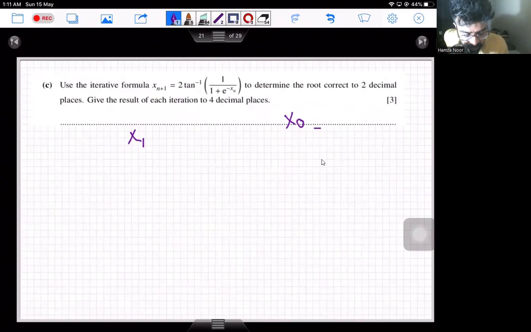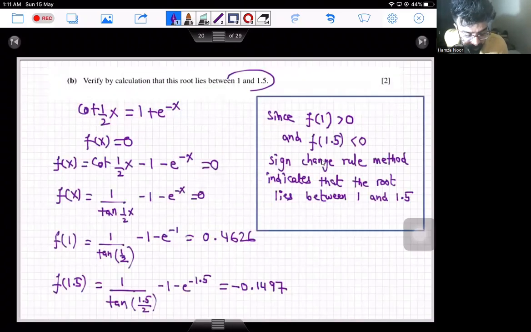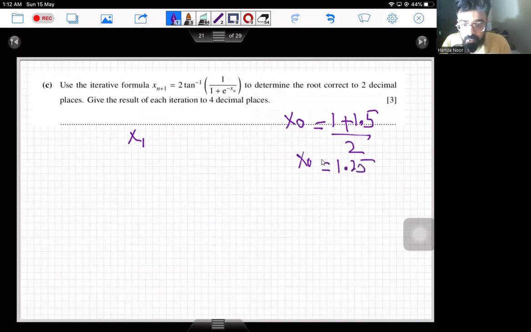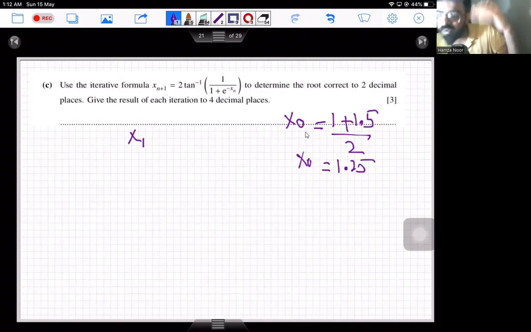So if you take this as x0, x0 would be 1 plus 1.5 divided by 2, the midpoint of the interval. This is 1.25. So x0 will be taken as 1.25. In order to find x1, you need to put x0 here. You need to show these steps for at least this one iteration, how you are actually getting the value of x1. And then you can make up the whole sequence of iterations. But you need to first mention the working. How are you actually finding x1?